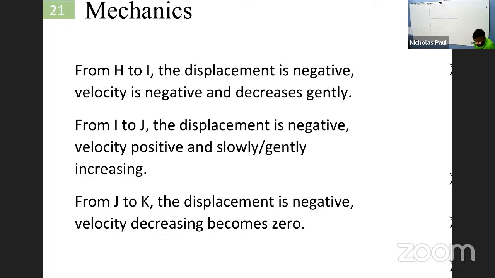Right, and H to I, we just did H to I. So we reach I to J. I to J, displacement is negative and velocity positive. So what will happen now? It starts to curve upward. Please remember this is a displacement-time graph. And then last one, J to K, displacement is negative and velocity is increasing and becomes zero. Right, so we're going to try to get a shape here.